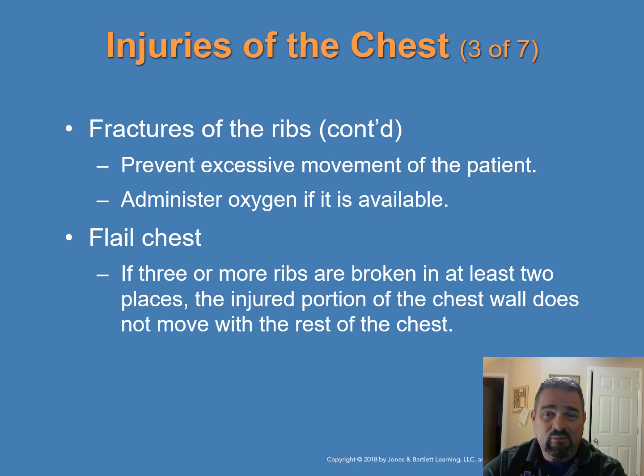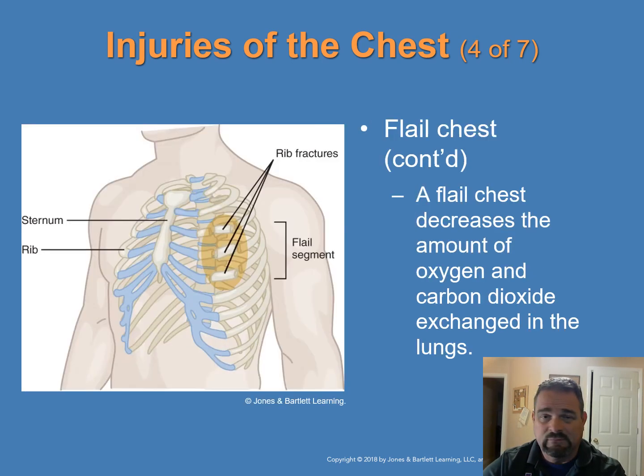If three or more ribs are broken in at least two places, the injured portion of the chest wall does not move with the rest of the chest. The injured part usually bulges outward when the patient exhales and moves inward when the patient inhales. This is an example showing you that this patient has rib fractures, which are noticed as a flail segment. That flail chest decreases the amount of oxygen and carbon dioxide exchanged in the lungs, and it causes breathing problems that will progressively become worse. So again, a flail chest occurs when three or more ribs are broken in at least two places.